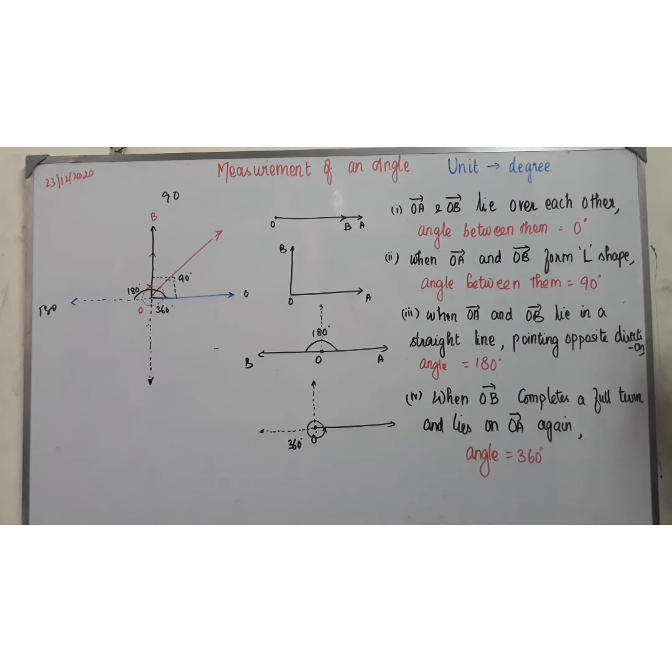Okay, then how to put the degree? The symbol of the degree is a small circle you have to put at the right corner of the number. So a small circle. Okay, so this is the symbol of degree.